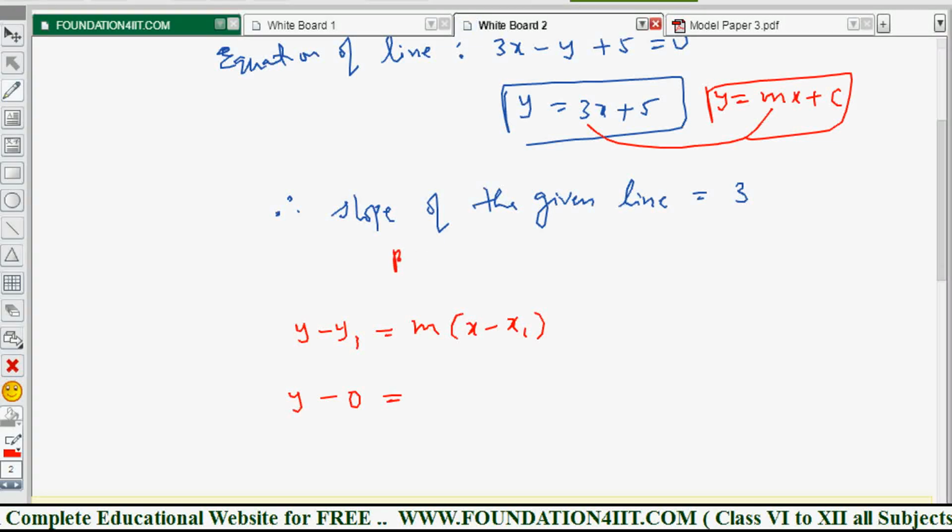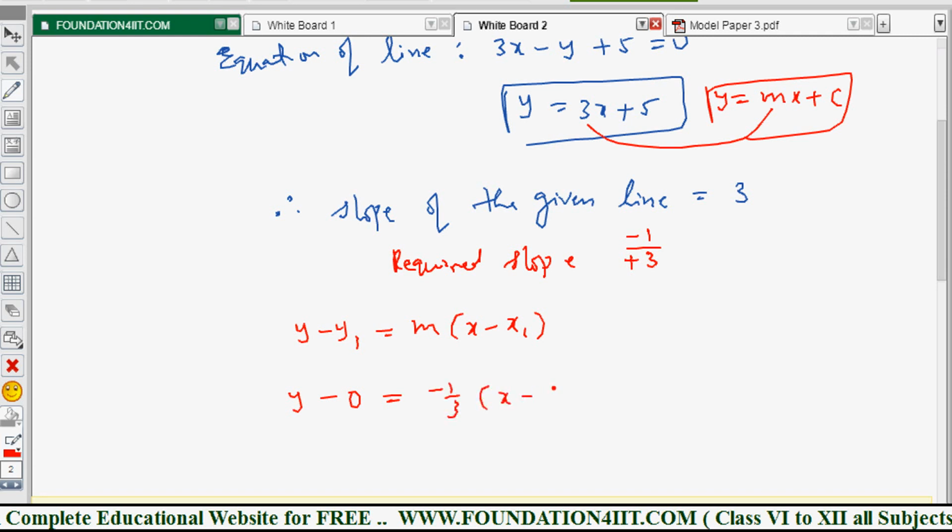Then required slope, change the sign and reciprocal it. So minus 1 by 3. That means minus 1 by 3. So this is minus 1 by 3, which is m.